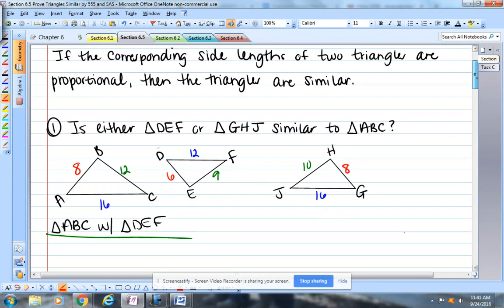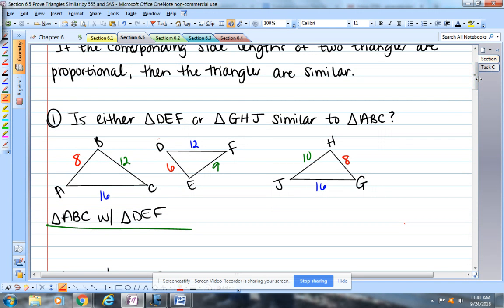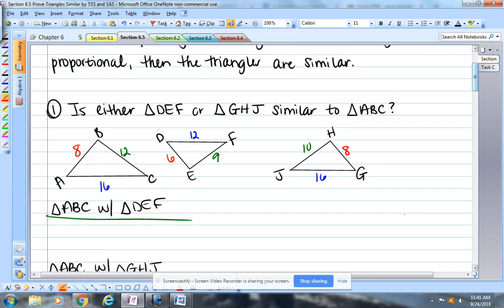So the first thing, we have 3 triangles here, and we want to see if either of these triangles is similar to triangle ABC. So the way we're going to do that is we're going to check our corresponding sides, and I have these color-coded. So the red corresponds with the other red, green with green, blue with blue. The first pair of corresponding sides for the first 2 triangles would be AB to DE. So that is 8 over 6, which reduces to 4 over 3. Now, if the other ratios reduce to 4 over 3 in those 2 triangles, then they are similar.